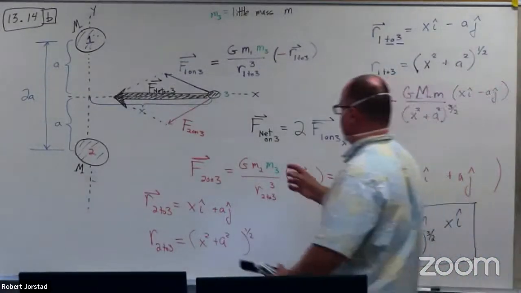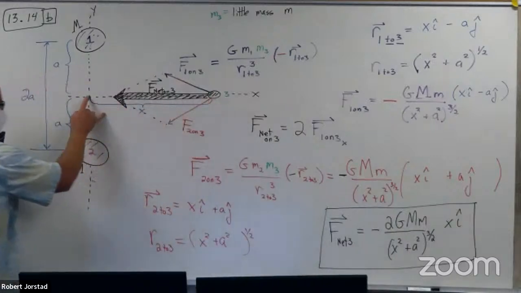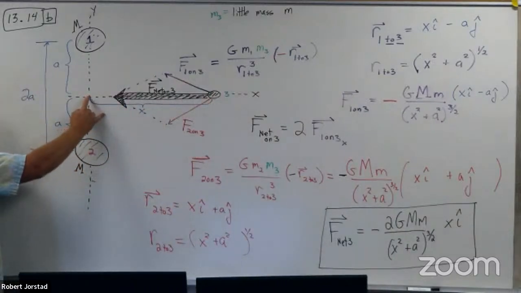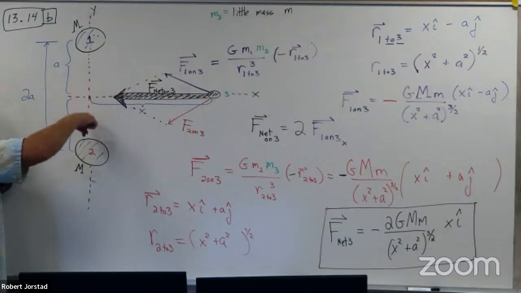If x goes to 0, you're sitting right here. What direction are the forces? Up and down, and they balance because the j hats drop out. Agreed?